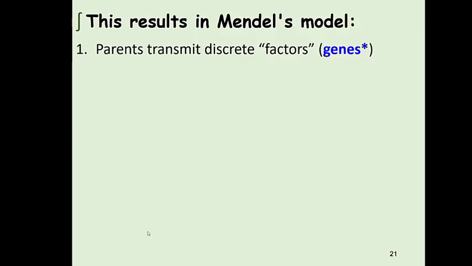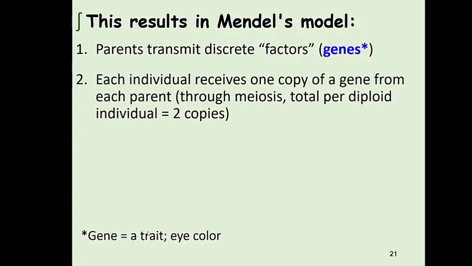So this is the results. These are his conclusion, that the parents transmit discrete factors that we now call genes, that each individual receives 1 copy of a gene from each parent. Remember meiosis? And then when the sperm and the egg join together, they're each bringing a copy of that gene or a copy of that chromosome to that zygote.